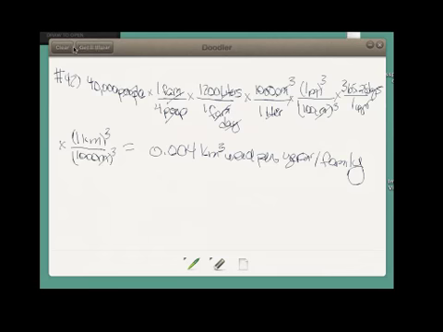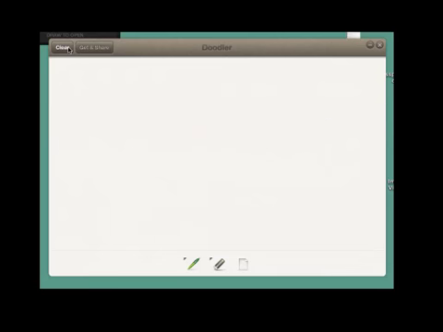Now, let's take a look at 44. 44 has to do with water again. We have a heavy rainstorm that dumps 1 centimeter of rain on a city 5 kilometers by 8 kilometers long in a 2-hour period. We want to know how many metric tons that would be.